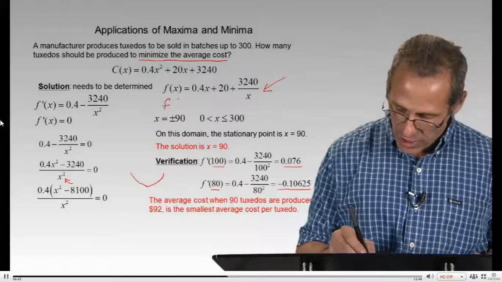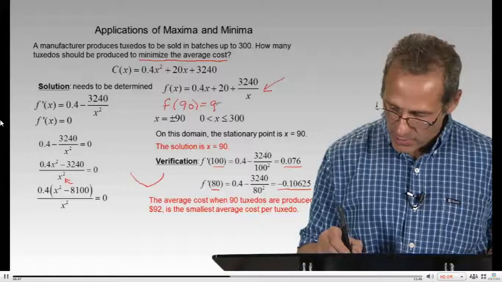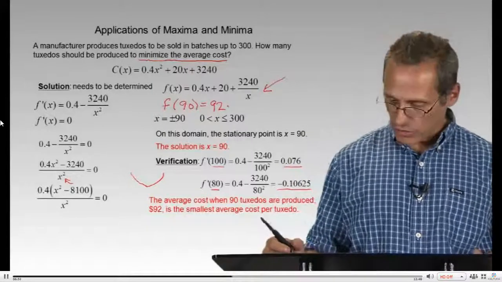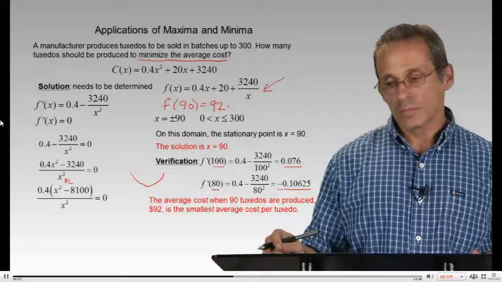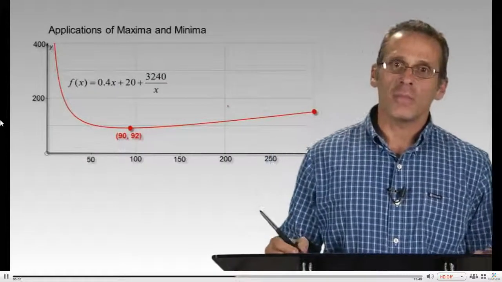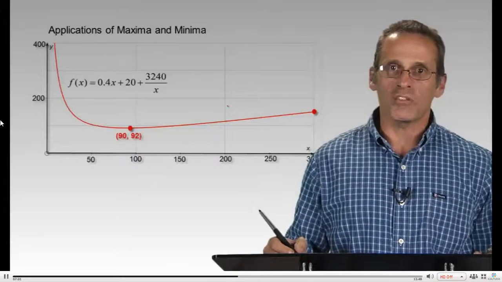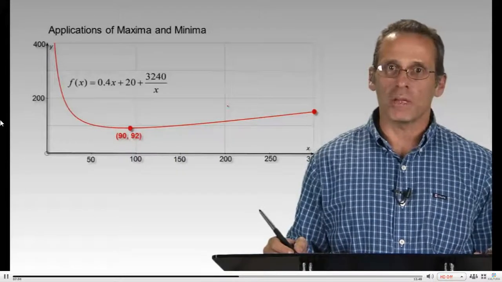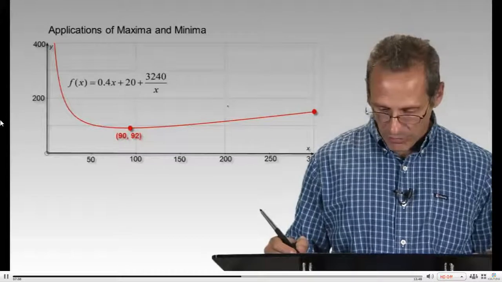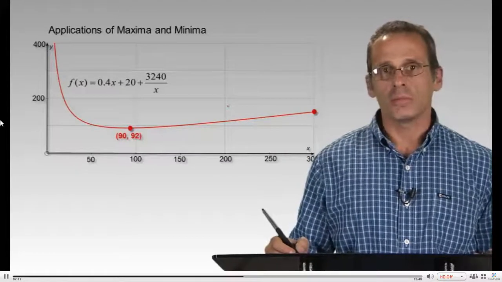92 is the average cost function evaluated at 90. And this is the smallest average cost per tuxedo. We can verify graphically by sketching the average cost function on the domain 0 to 300, and we can see the absolute minimum very clearly. The point that serves as a location of the absolute minimum and the absolute minimum is (90, 92).